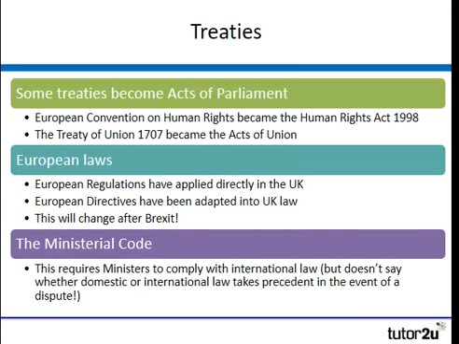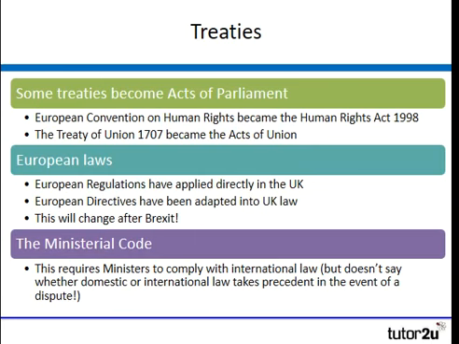International treaties form the final part of the sources of the UK Constitution for the purpose of this topic video. Some treaties ultimately become Acts of Parliament. In other words, they are fully incorporated into UK law. A good example here would be the European Convention of Human Rights, which became the Human Rights Act in 1998. But this is not just a modern invention. The Treaty of Union 1707 ultimately became the Acts of Union, linking Scotland with England and Wales.